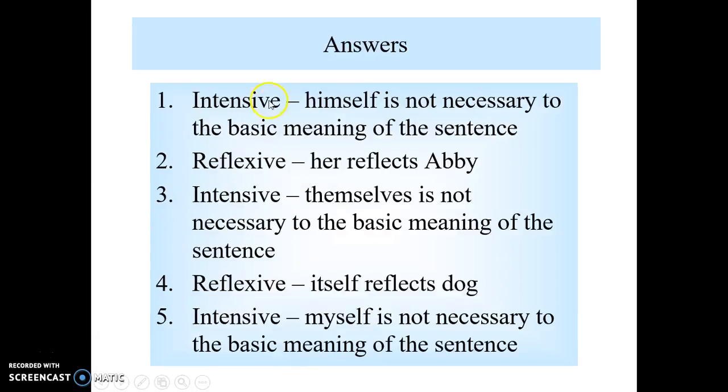All right, let's see how you did. Number 1 is intensive. Number 2 is reflexive. Herself reflects Abby. Number 3 is intensive. Themselves is not necessary to the basic meaning of the sentence. Number 4 is reflexive. Itself reflects the dog. And number 5 is intensive. Myself is not necessary to the basic meaning of the sentence. I hope you did well.